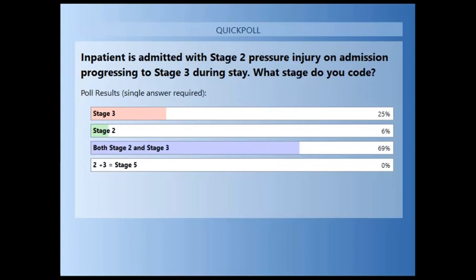Christy, our responses: we have 25% of our audience feels it's a stage 3. We have 6% who feel it's a stage 2, and we have the majority at 69% say both stage 2 and stage 3. And nobody said 2 plus 3 is 5?